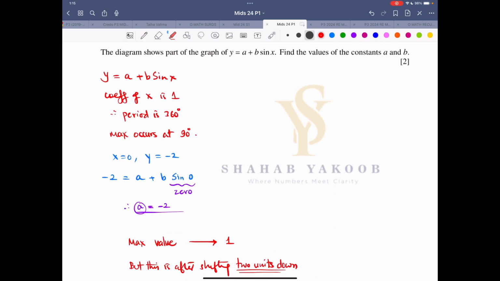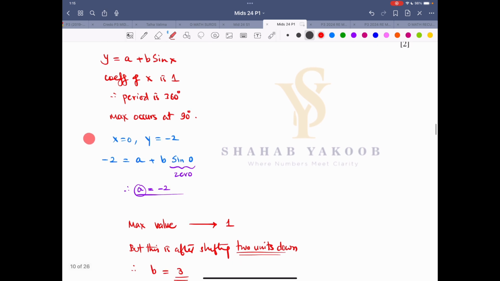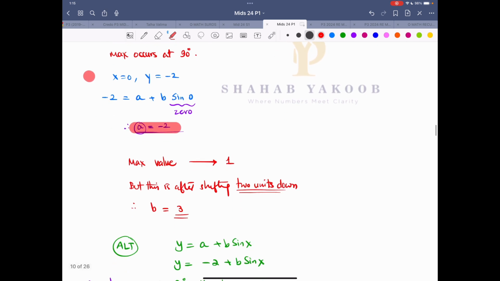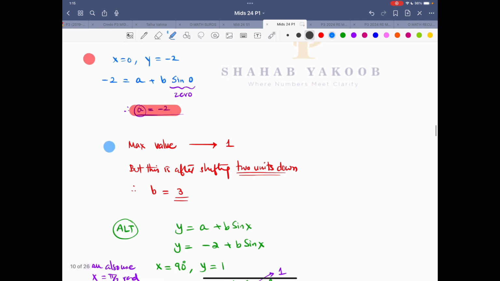So now first of all, let me mark over here. X is 0, y is negative 2. I plug it in, I get a is equal to negative 2. The second thing, maximum value is 1, but this is after shifting 2 units down. So therefore b is 3. That means it should have been 2 units up. So the maximum value was 3.